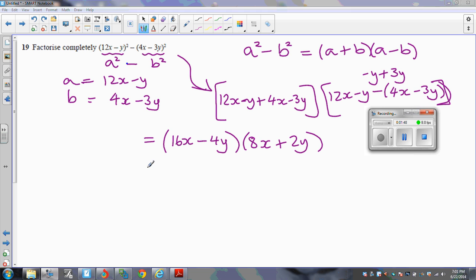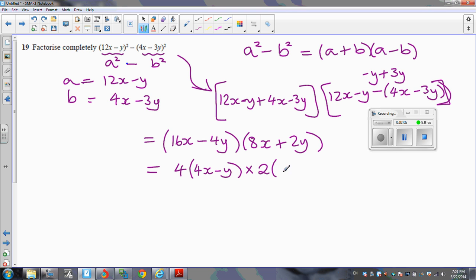What you should realise here is this isn't completely factorised, because each of these brackets has a common factor. The common factor in the first bracket is 4, so I'm going to take that out in front of the bracket, and then the bracket becomes 4x minus y. Now that's multiplied by the second bracket, where the common factor is 2. So I'm going to take out the 2 and write 4x plus y. If I multiply these together, I'm going to put the two numbers first. Well, 4 times 2 is 8.